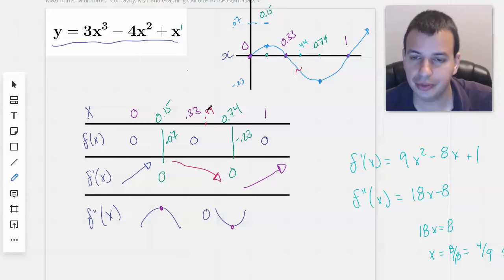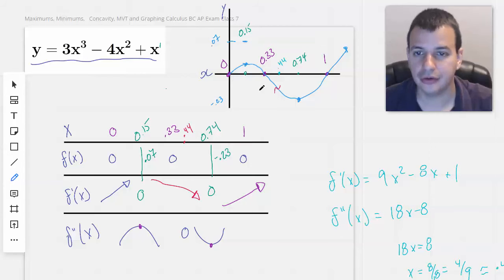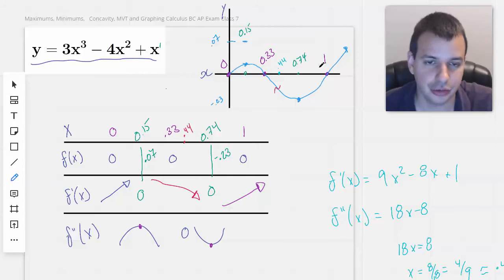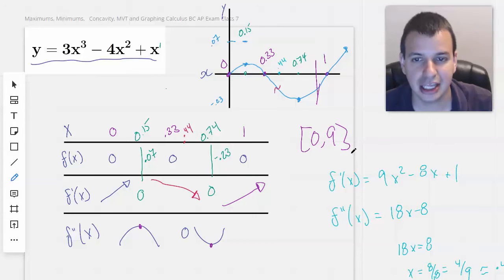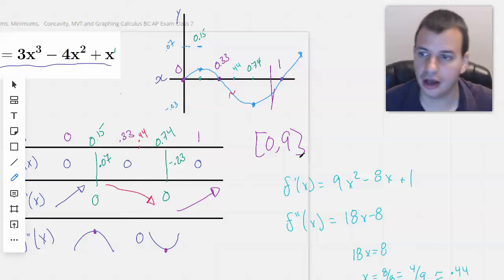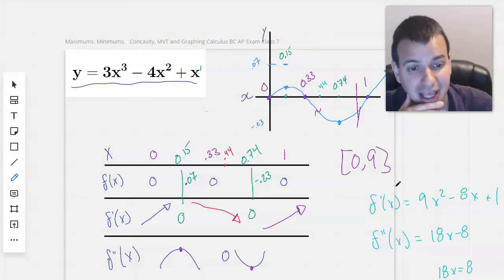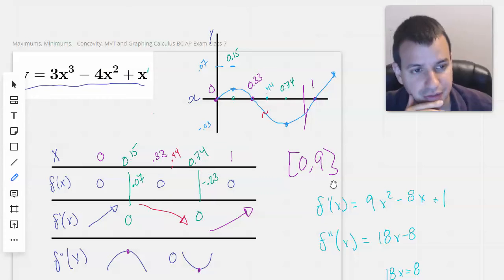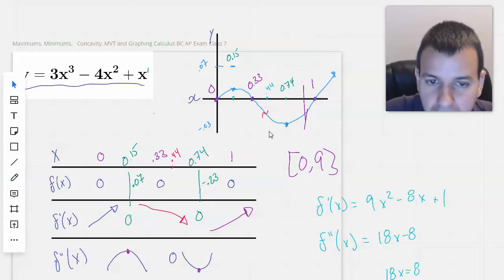So the question that would be asked might be something along the lines of, in the interval from, let's say, 0 to 0.9, what is the maximum value of the equation 3x cubed minus 4x squared plus x? Then justify your answer.